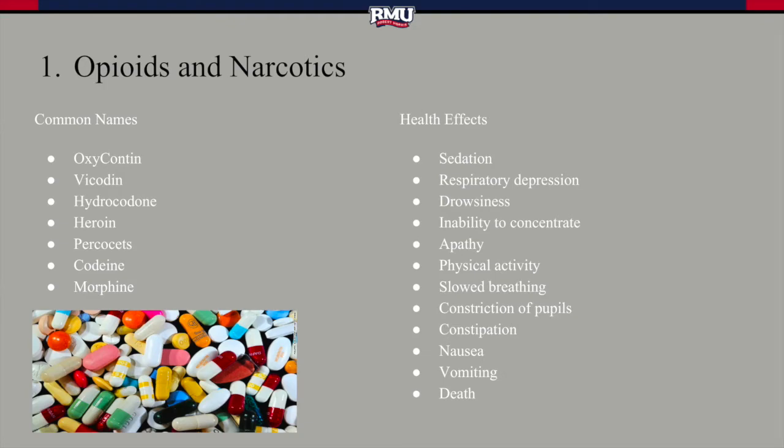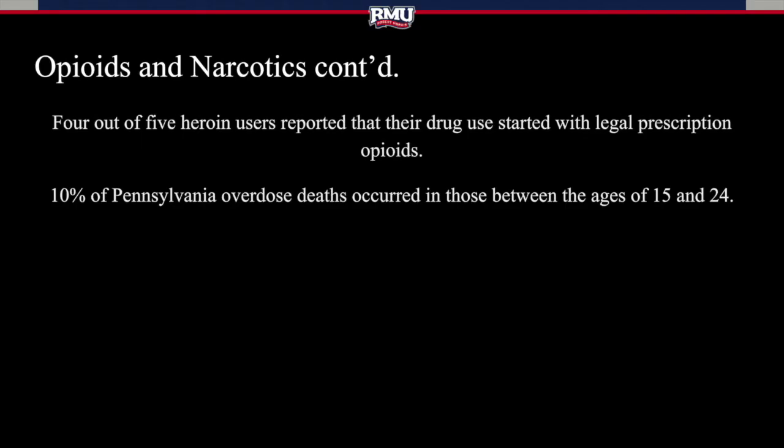4 out of 5 heroin users reported that their drug use started with legal prescription opioids. 10% of all Pennsylvania overdose deaths occurred in those between the ages of 15 and 24. Fentanyl has been identified more commonly in deaths of those between the ages of 15 and 24, along with benzodiazepines, prescription opioids, and cocaine. Fentanyl, however, is a prescription drug commonly used to treat pain, but in some cases, being made and distributed illegally.